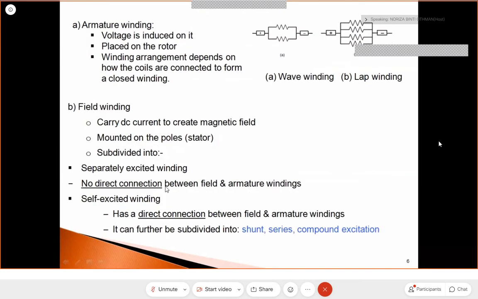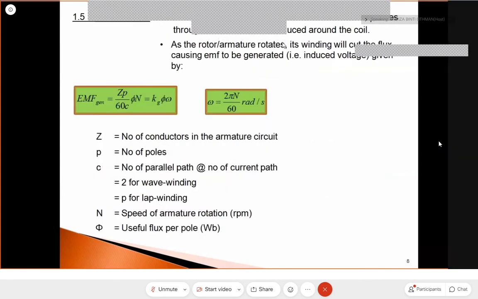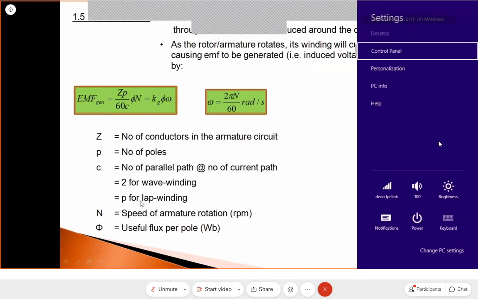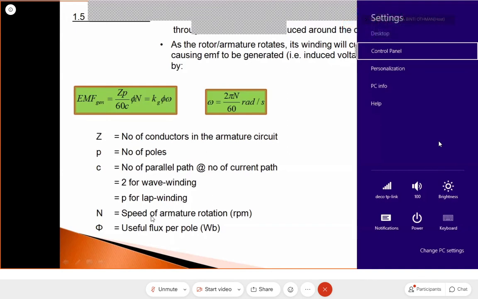Okay, kalau kita tadi wave winding, C itu equal to 2, which is paths lah. C is number of paths. And then for lap winding, it means that C equal to P. P is number of poles. So C equal to P for lap winding. And then N, the speed of armature in RPM. And then flux, this is the flux lah. And unit dia adalah Weber.